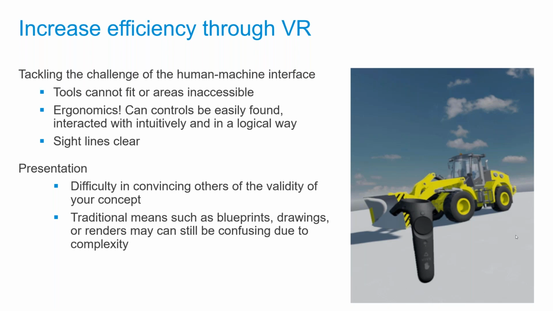Also, ergonomics is something that's extremely important that we can't ignore. So that is what the automotive industry is using VR for. They use VR to build a mock-up of their design to see whether things like controls are easily found. Can they interact with them easily and also in a logical way? And also to see if sight lines are clear. Are there things blocking it? Are pillars in the way of areas that normally someone would actually be looking in?